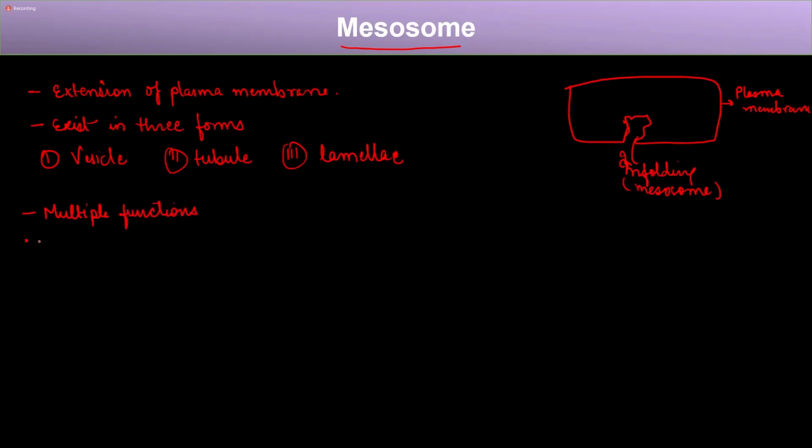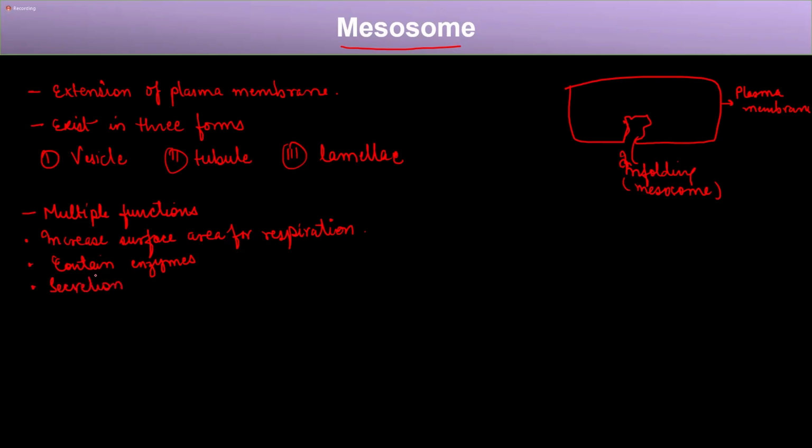such as, first, it increases the surface area for respiration. So all cells respire, right? So the mesosome, because of this infolding, increases the surface area for respiration. Secondly, there are certain enzymes that are attached to these mesosomes and hence are useful to catalyze various reactions. So these mesosomes contain enzymes. Thirdly, these mesosomes also help in secretion.